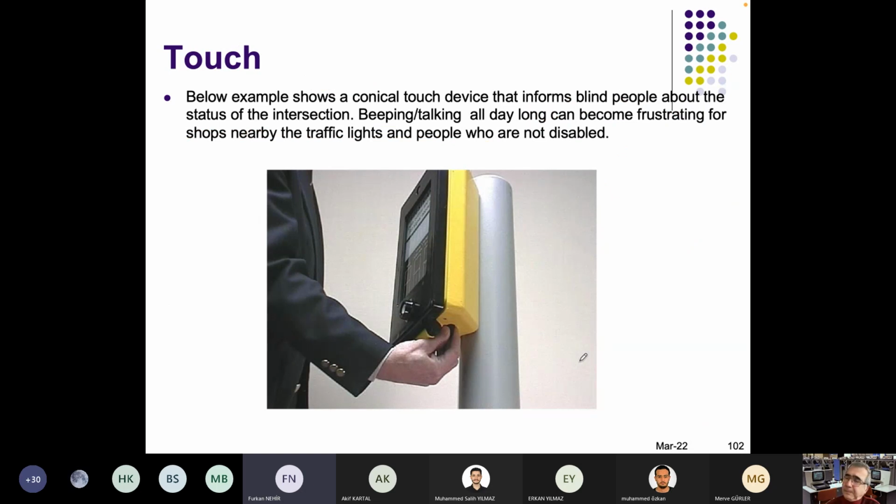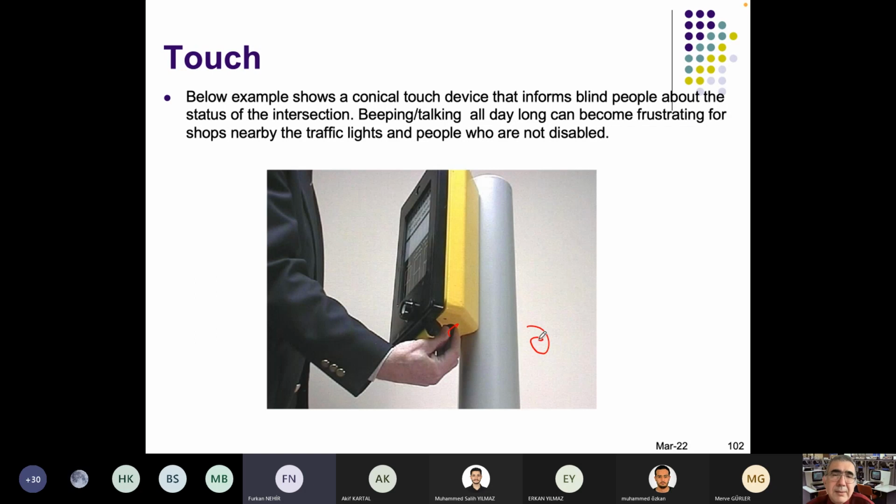The last sense that we utilize for user interfaces mostly is touch. Touch is interesting. Below you see a device for blind people. Blind people hold something at the bottom that is rotating. That knob is rotating, and the speed of rotation and vibration, etc., gives certain information. So that is how you understand the condition of the street lights.